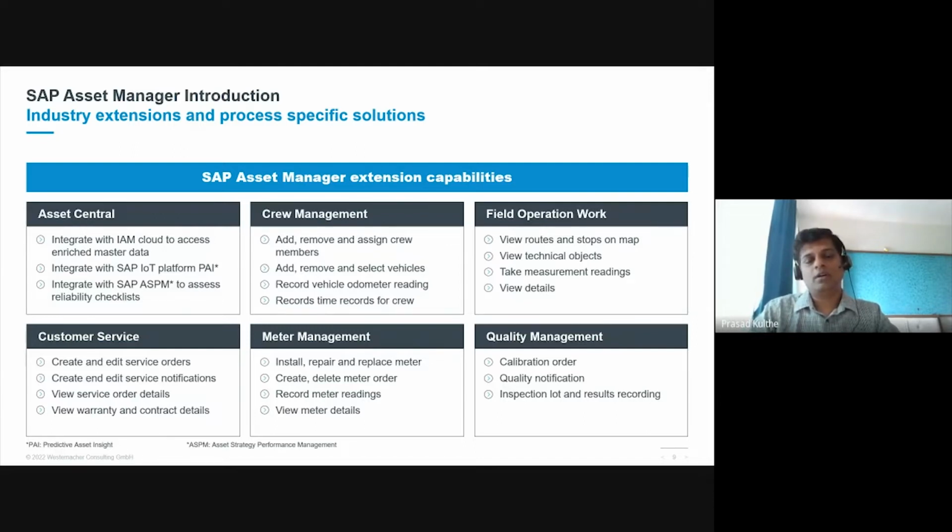Especially in the utilities industry, where your assets are segregated over a distance and your technicians need to travel over that distance, a lot of time might get consumed in travel. So with the help of the map feature available in SAP Asset Manager, your technician can find the optimized travel route and plan their day more effectively.